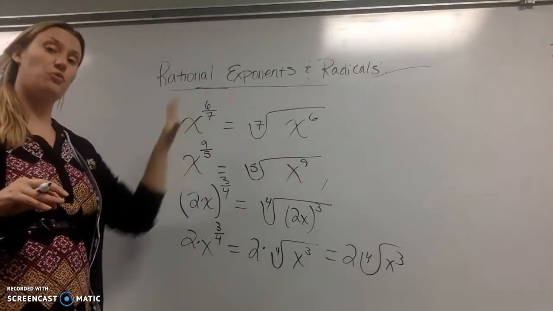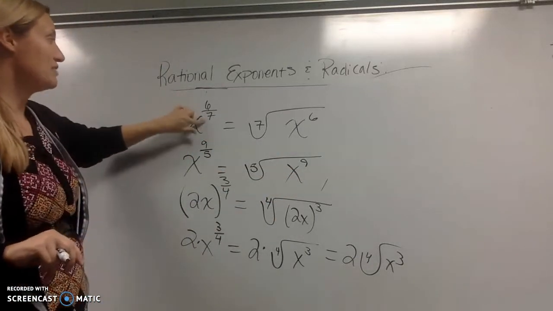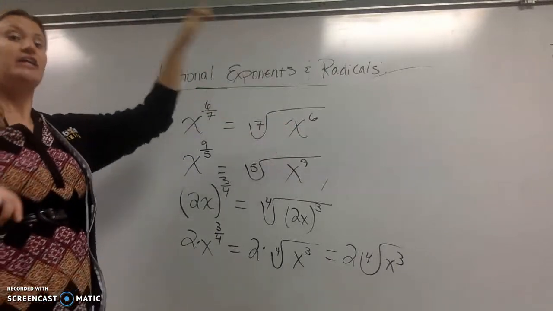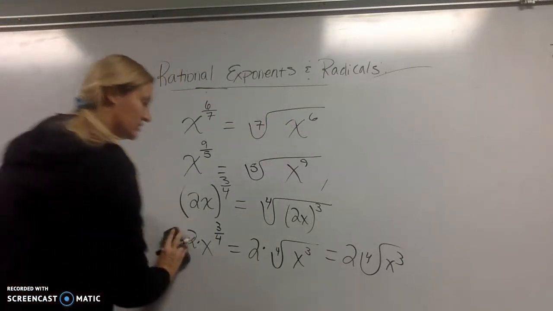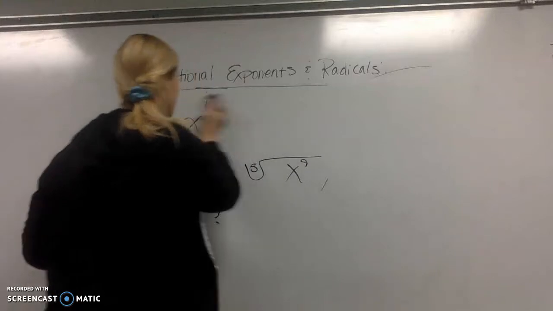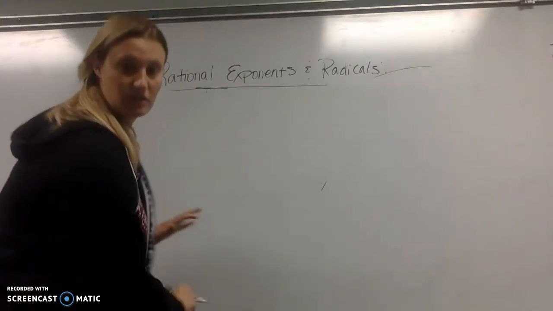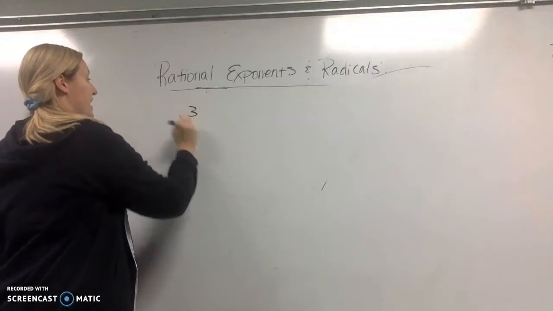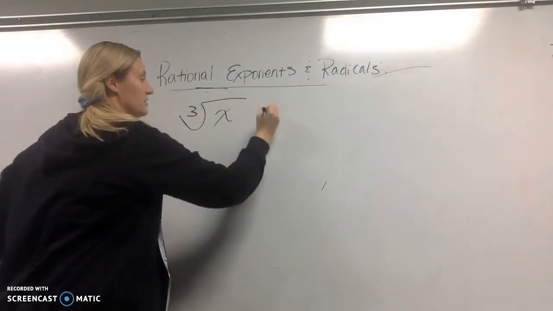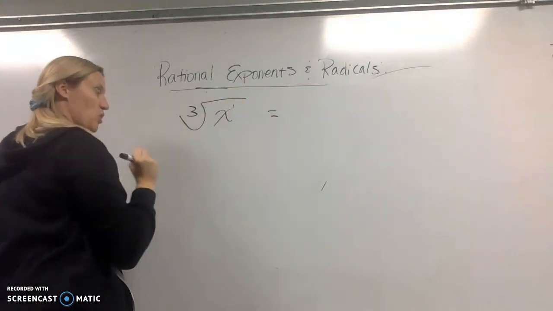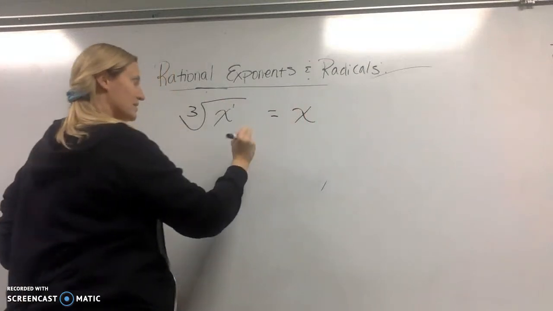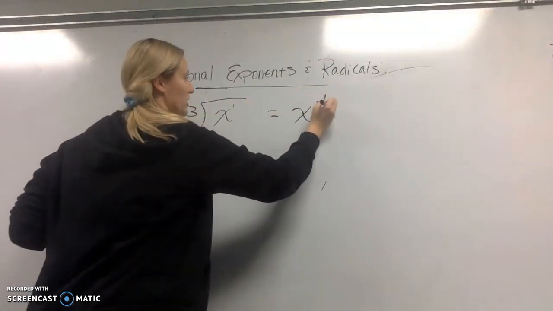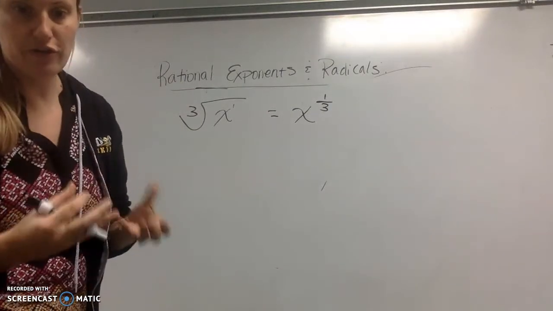Now, this works the other way. So I can take something from a rational exponent and write it as a radical, but I can also take a radical and rewrite it as a rational exponent. So, for example, let's do, if I have the cube root of x, okay, technically my power is 1, x stays my base, my numerator is the power, and my denominator is the root. So that becomes x to the 1/3.